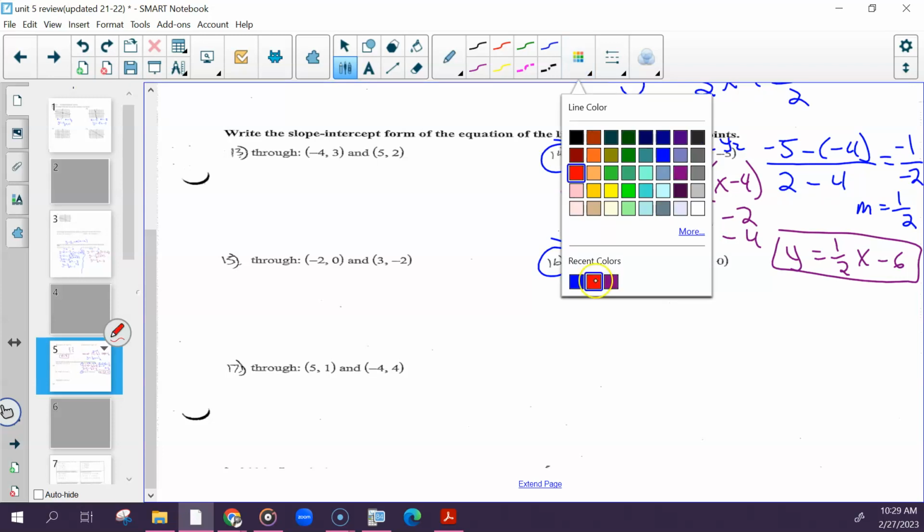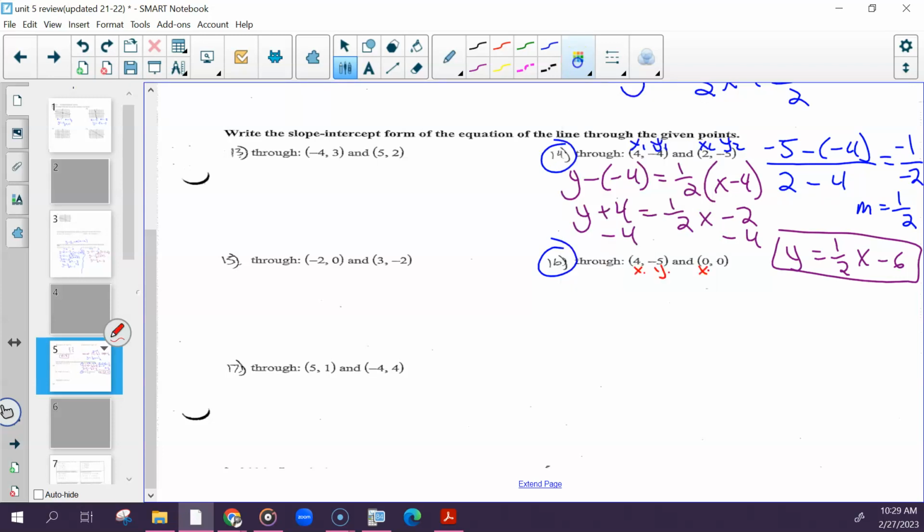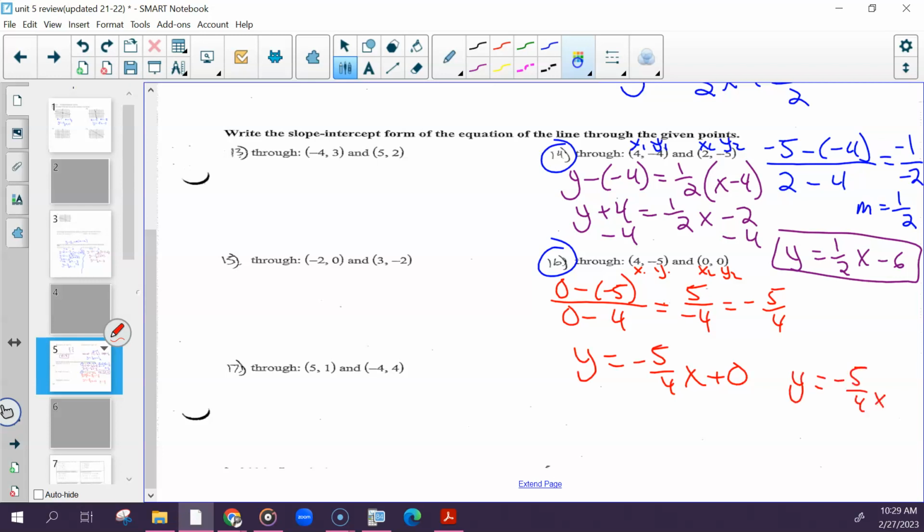Process for 16. Find our slope first. We have 0 minus a negative 5 over 0 minus 4. That would give us a positive 5 in the numerator, but a negative 4 in the denominator. Do we have our y-intercept for this one? Yes. What is it? 0. So y equals negative 5 over 4x plus 0, or just y equals negative 5 over 4x. Questions on that one?